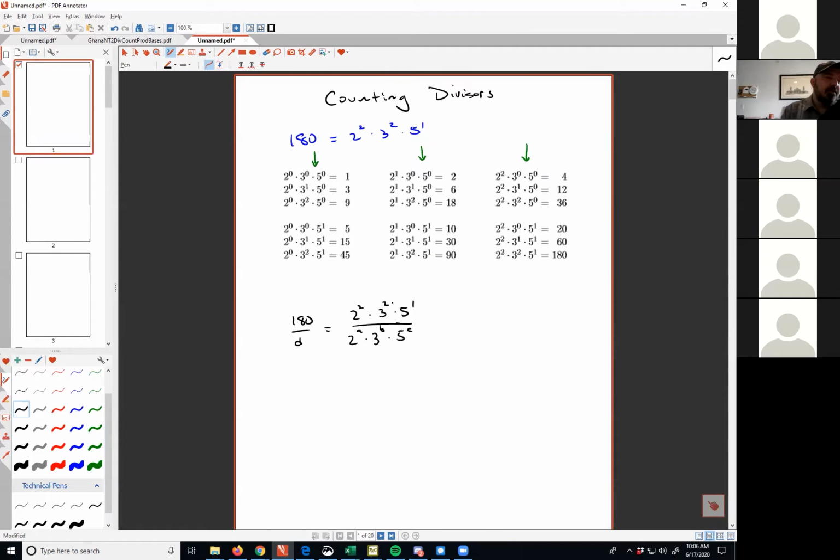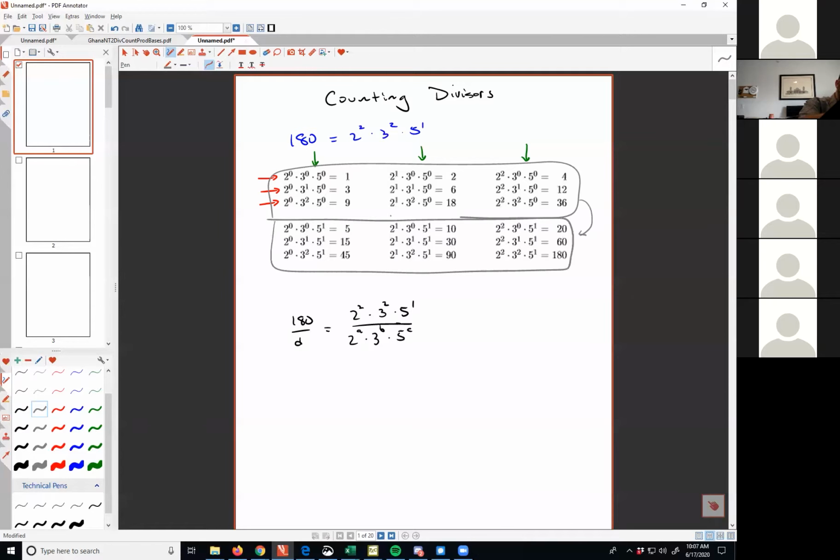So yeah, we can't have any more than 2 powers of 2, 2 powers of 3, and 1 power of 5, but we can have fewer. So we go through the cases, 0, 1, and 2, and then powers of 3, 0, 1, and 2. And already we're up to 9 different divisors, but then we do the same thing with 5, 0 powers of 5 and 1 power of 5. And so for each prime, we have a multiplication process.